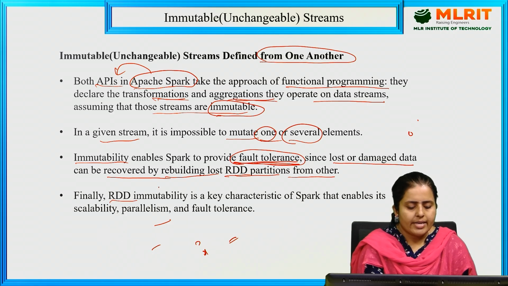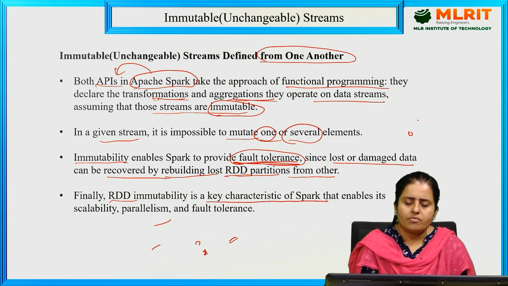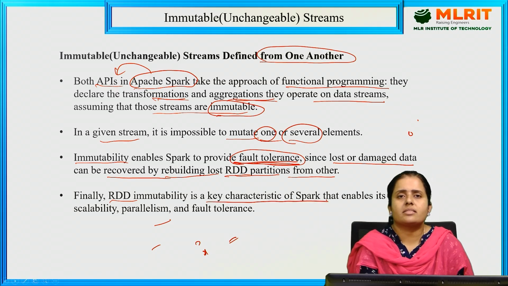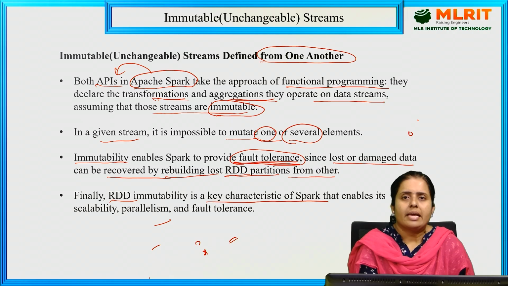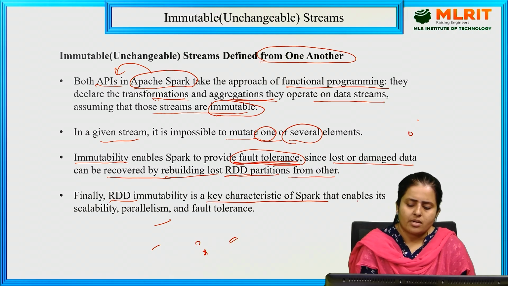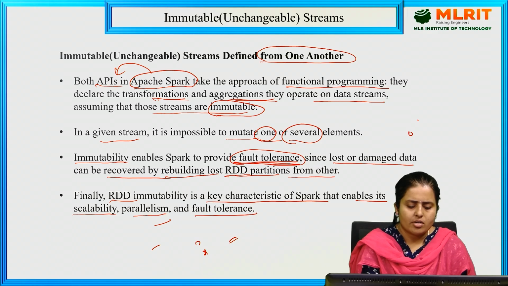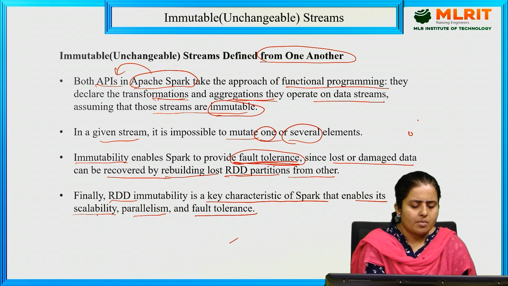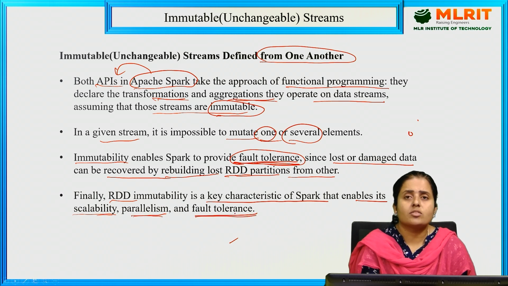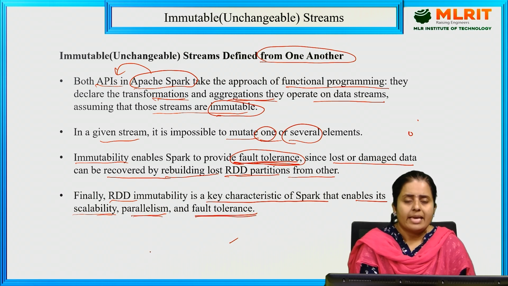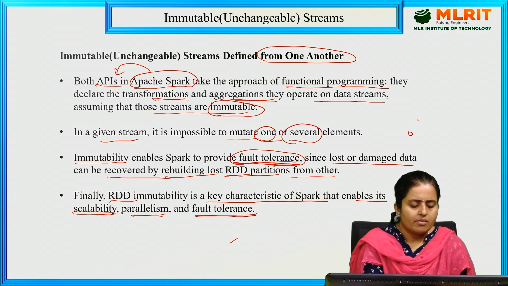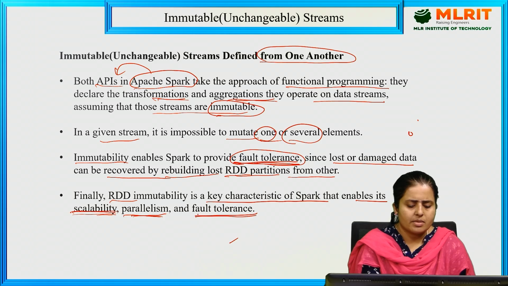Finally, RDD immutability is a key characteristic of Spark. As a conclusion, RDD immutability is a key characteristic of Apache Spark, along with scalability, parallelism and fault tolerance. RDDs are immutable and provide scalability, parallelism and fault tolerance to Apache Spark. This is the key characteristic of Apache Spark, through which we reach scalability, parallelism, and fault tolerance by using RDDs.